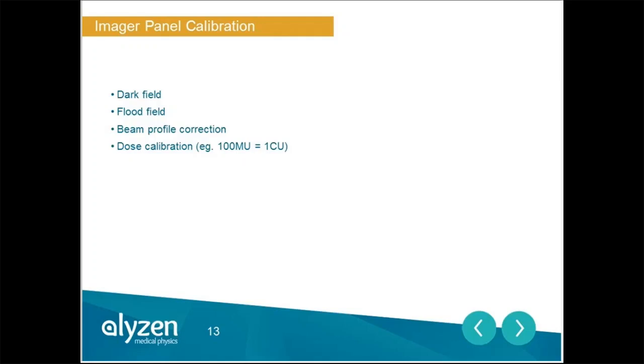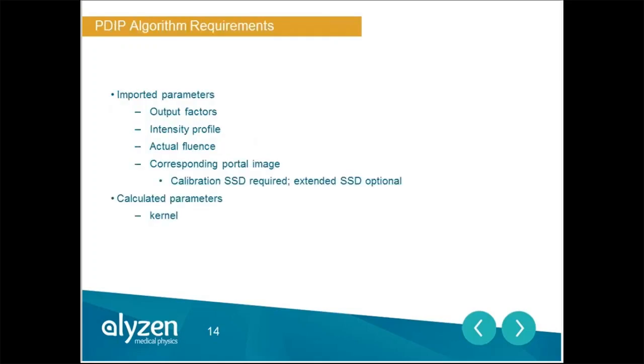This is very similar to a profile correction on, say, a MapCHECK. If you were to deliver a 6FFF beam with a profile correction for a 6 standard beam, you would see it try to make that flat correction, and you would get an odd response. So we have to correct this for every energy and every different delivery mode, standard or FFF. And then lastly, we're going to do a dose calibration. For example, 100 monitor units equals 1 calibrated unit. So once we do that, we're going to start building the algorithm.